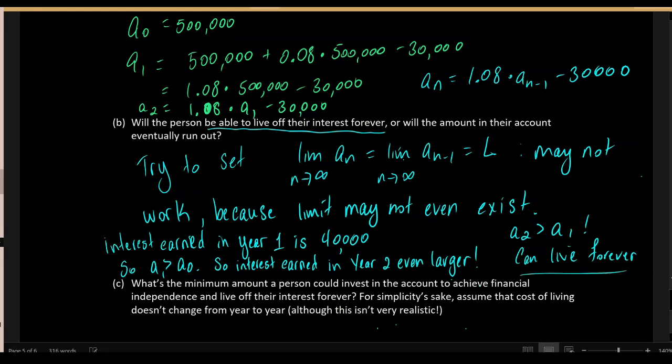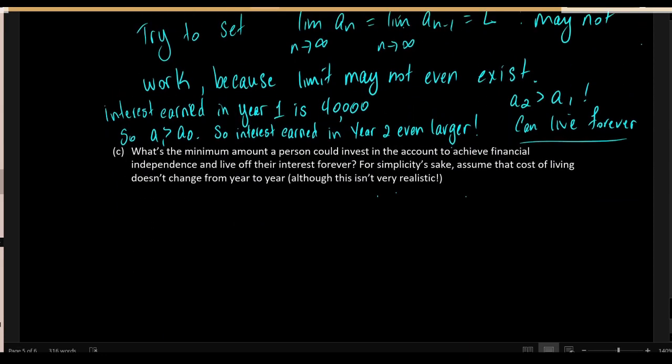Of course, they're not actually going to live forever. This is just because I'm short on space. They can live off this investment forevermore. Now, based on this reasoning, philosophical question: what's the smallest amount that this person could invest in order to achieve financial independence? They no longer have to work, and they can simply live off their interest forever. And again, for simplicity's sake, we're assuming that the cost of living won't change, even though this isn't very realistic.